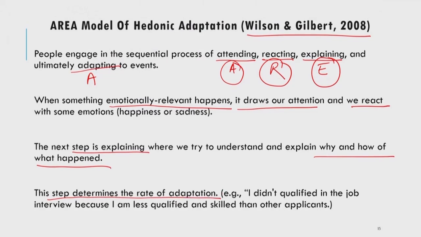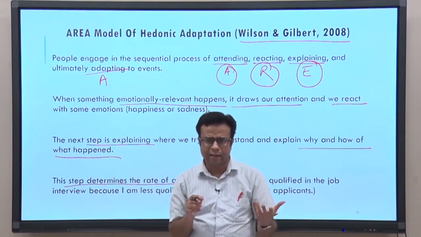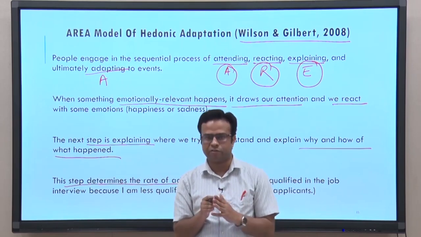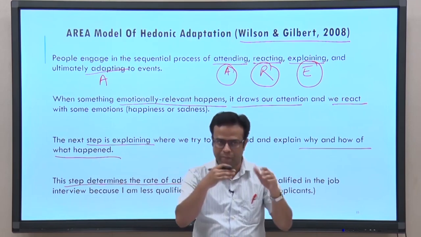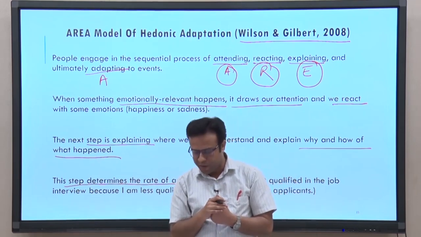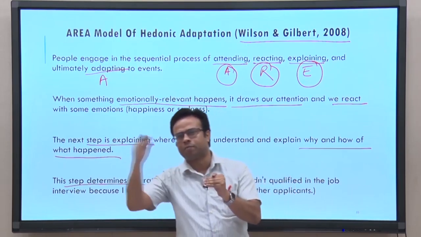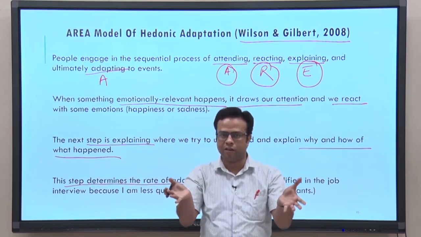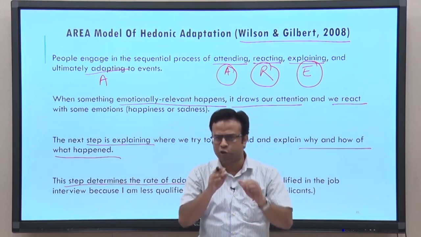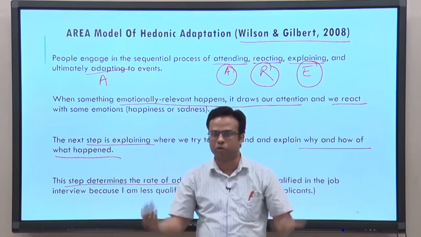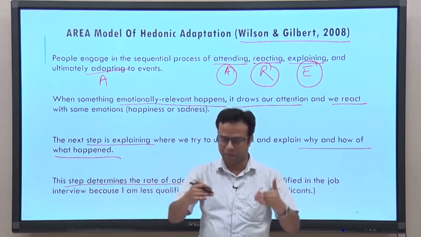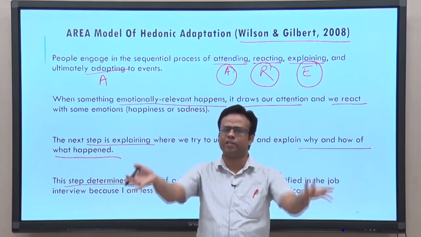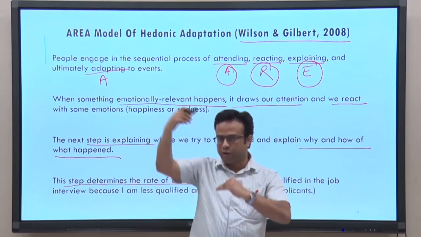For example, you didn't qualify in a particular interview, so you may feel very sad and sorrowful about that event. Then you will try to understand why this has happened, why I did not qualify in that interview. You will try to make sense of it, or maybe other people will help you make sense. You may see that, okay, I was less qualified and skilled than other participants, so that is why I did not qualify. You made sense of the event, you came to terms with it, even though you may feel bad initially, but slowly you will come back. You will adapt to it. Once you explain, then adaptation happens. Your emotional consequences go down, your sadness level will go down, because now you understand why this has happened. If you are not able to explain it, your emotional level will remain high.